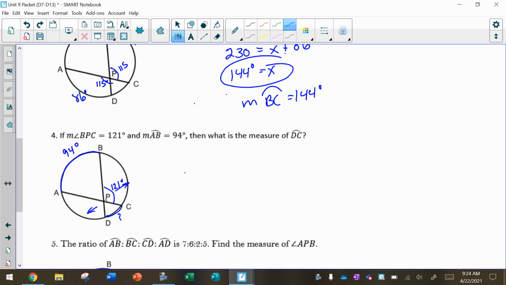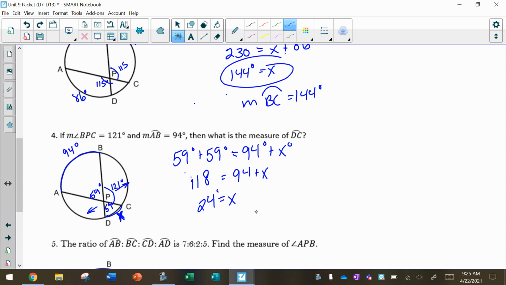So 180 minus 121 is 59 degrees. That's 59. This is 59. So now we have a question just like number 3, just like the one we just did. This is our x that we don't know. So you have a 59-degree angle on one side plus a 59-degree angle on the other side equals the intercepted arc of 94 plus the other intercepted arc of x. 59 plus 59 is 118 equals 94 plus x. 118 minus 94 is 24 degrees. So the measure of arc DC is a small 24-degree arc.